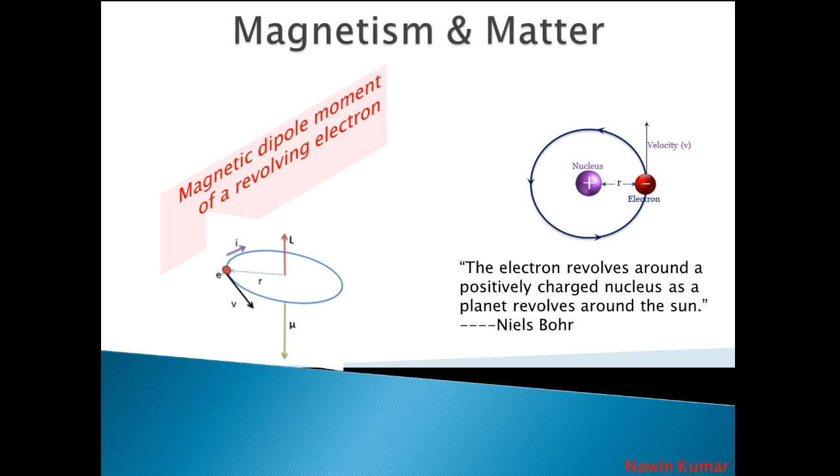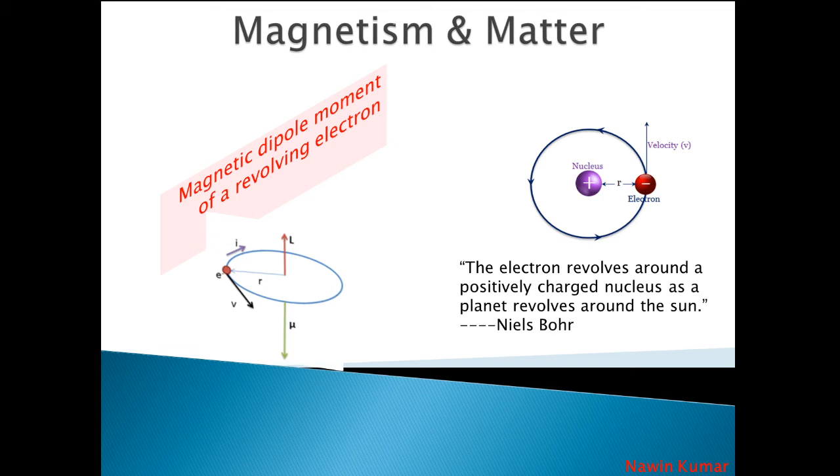In this segment, we are going to discuss the magnetic dipole moment of a revolving electron. You might have read about Bohr's model of the hydrogen atom. In physics, it is in the chapter Atoms and Nuclei.